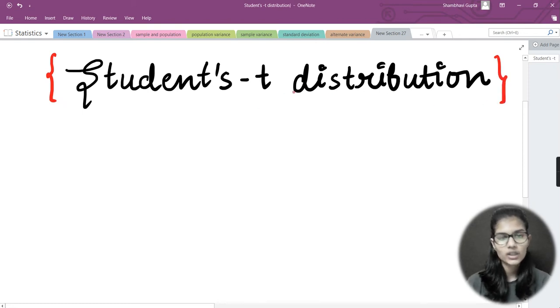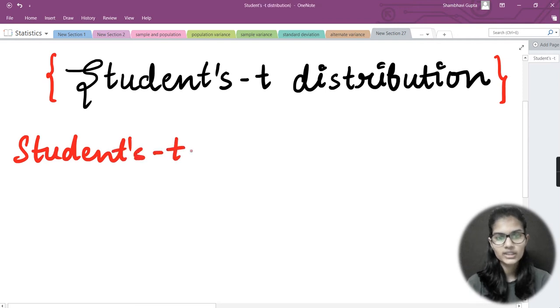Right, now basically what is it actually? Let me first explain it to you. After that I would tell you where it is used. After that we'll be discussing the formulas and the other things. Right, so let me start writing here. I would write Student's T, and in short form I would write distribution. Okay, I'm just writing it in short form.